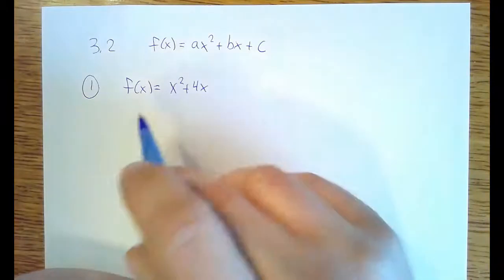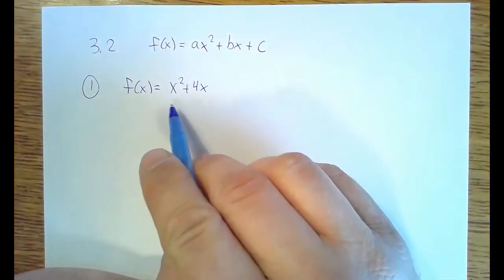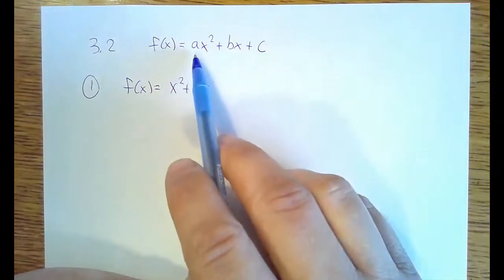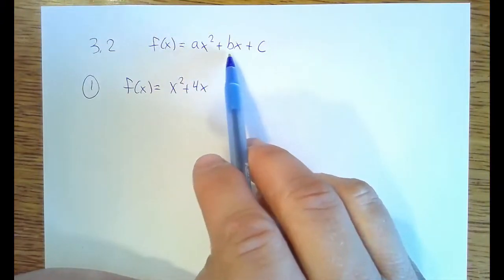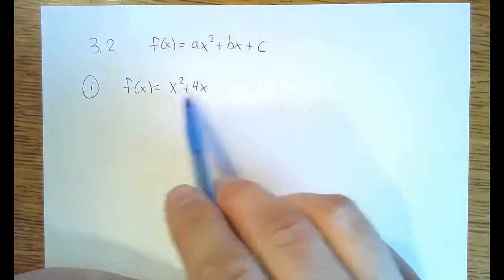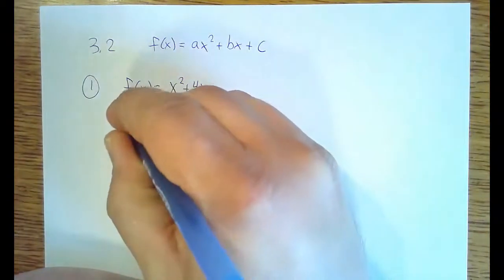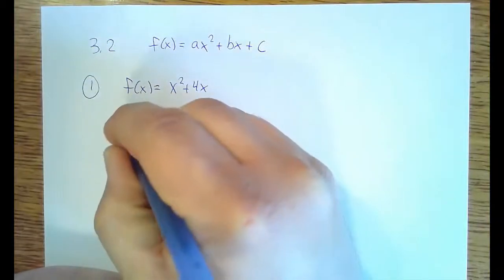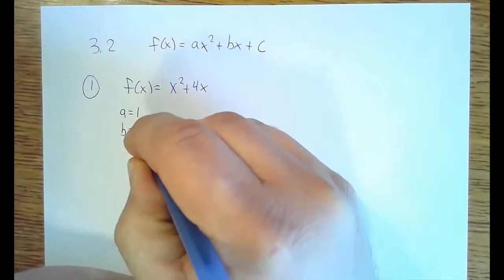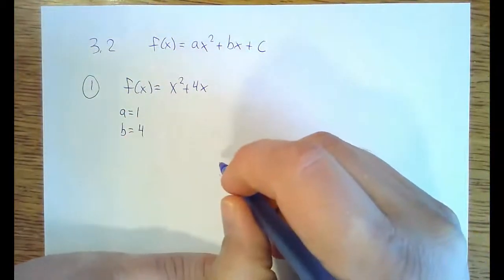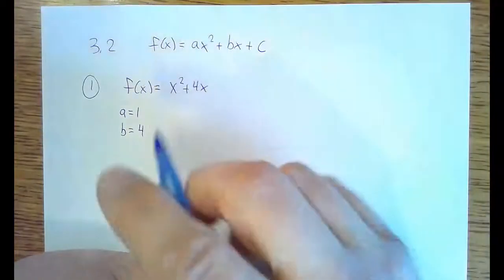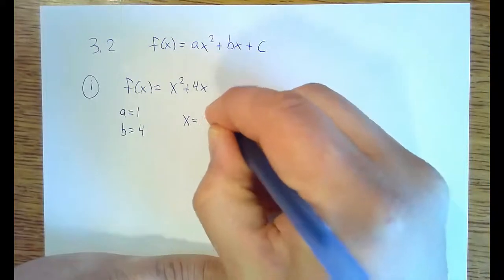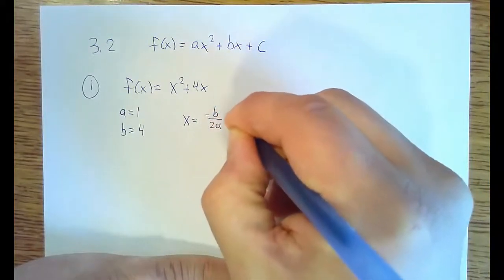Alright, in number 1 we have f of x equals x squared plus 4x, and we know that a quadratic function in standard form looks like ax squared plus bx plus c. So in this function, the leading coefficient a would be 1, because you have 1x squared, and b is going to be the coefficient of x, which is 4. And we know that the vertex occurs when the x coordinate is negative b over 2a.